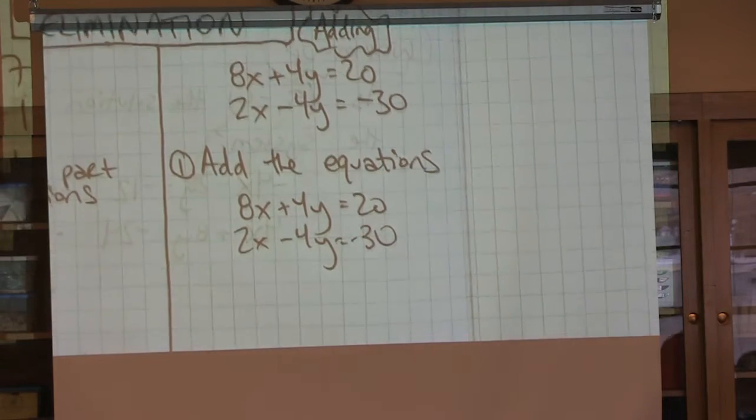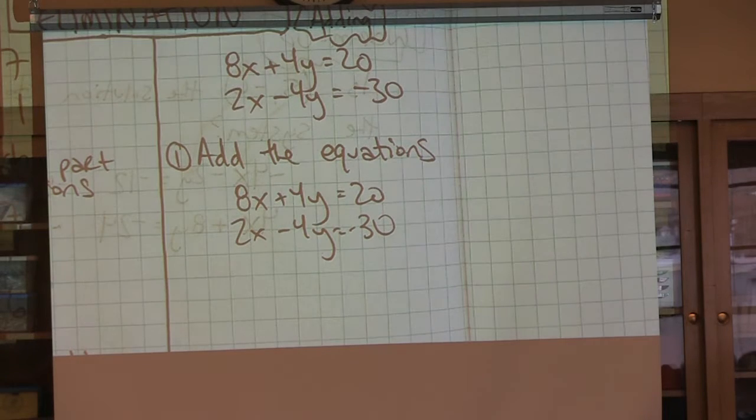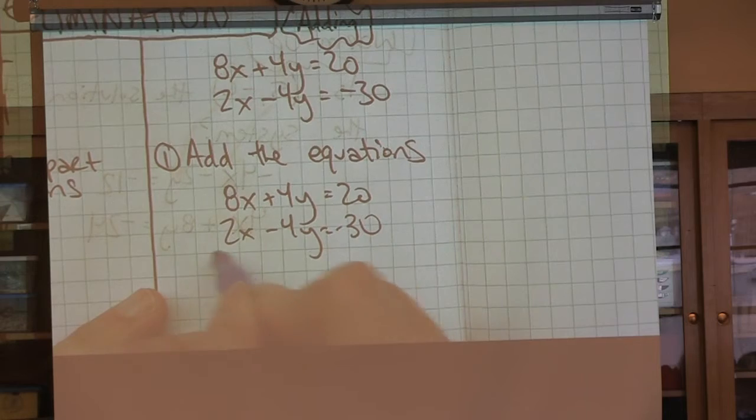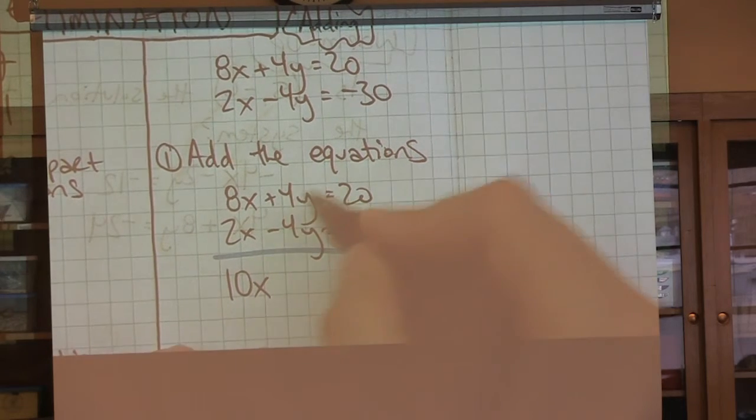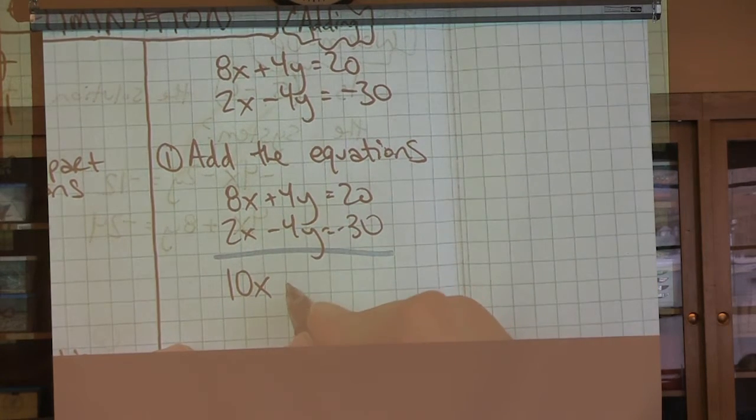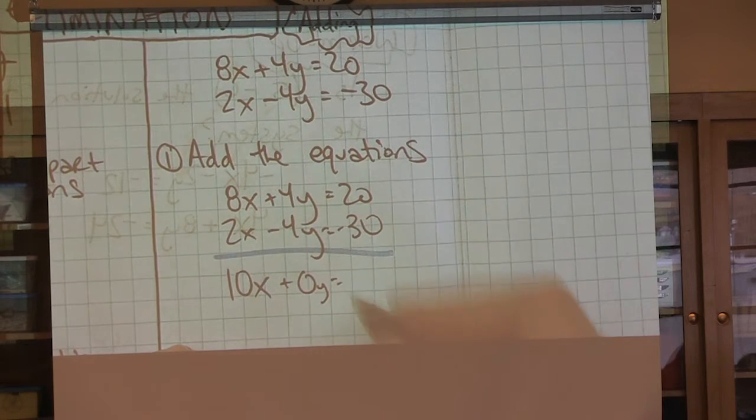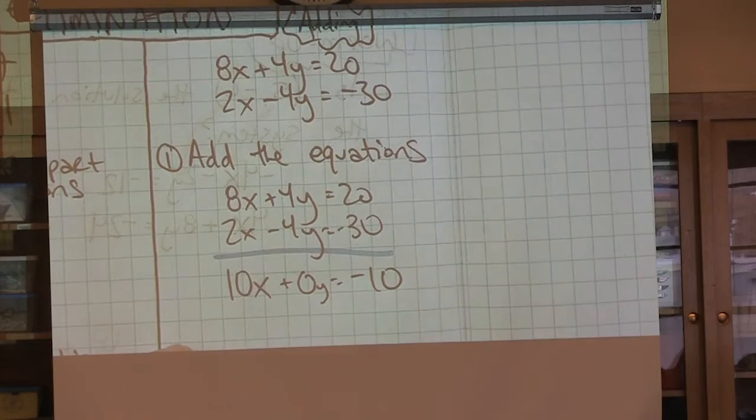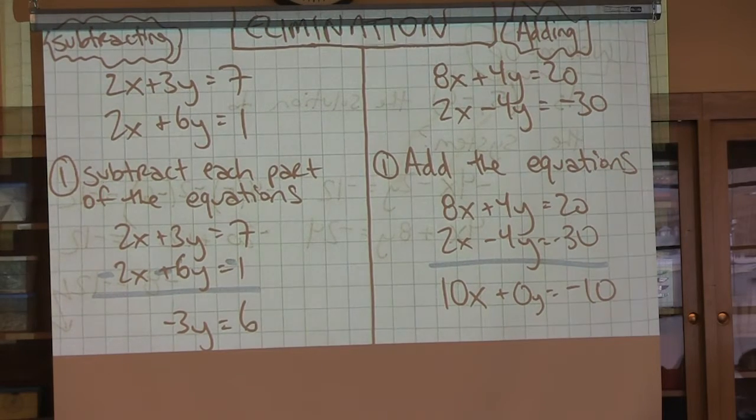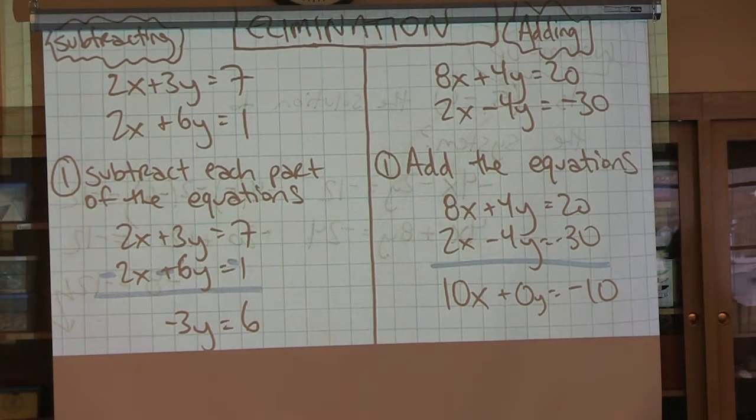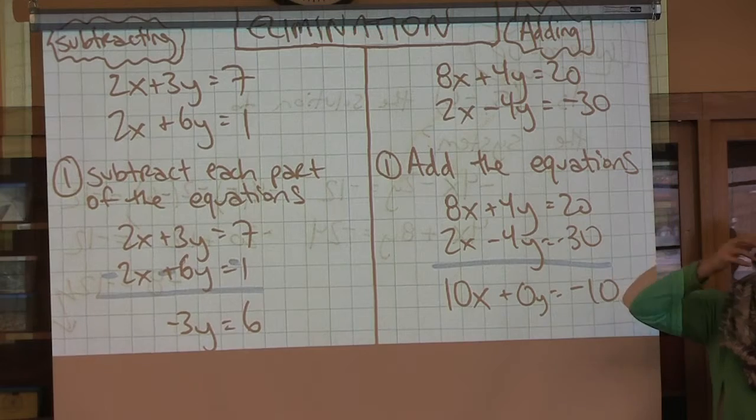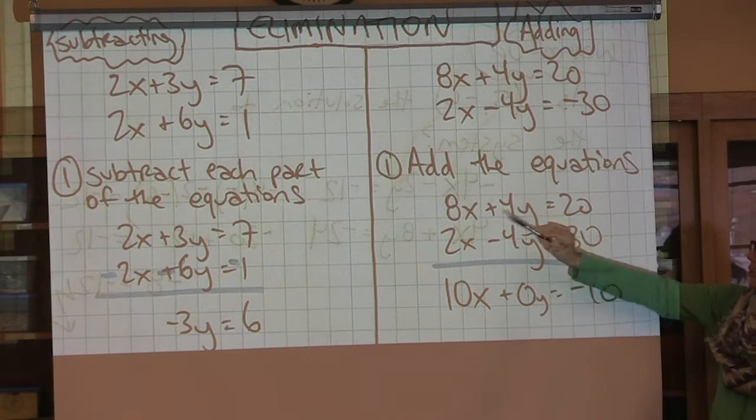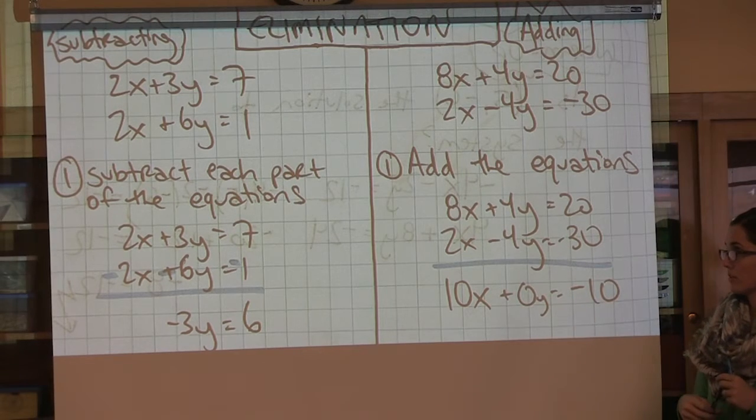Okay, if I'm adding them up, I'm adding each piece. I'm adding x and x, adding y, and adding the numbers at the end. So if we're adding them, what's 8x plus 2x? There we go. What's 4y plus negative 4y? And what's 20 plus negative 30? Negative 10. So just like before, here's the piece I need to point out to you guys. Okay, look. The y's are gone. That's the goal. When you're using elimination, the goal is to eliminate or get rid of one of the variables.